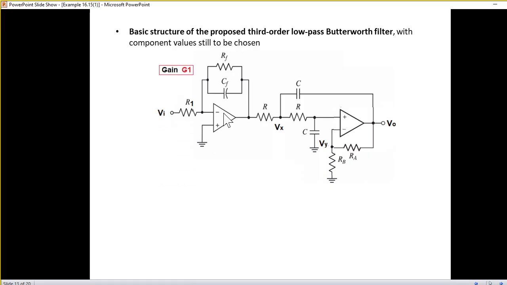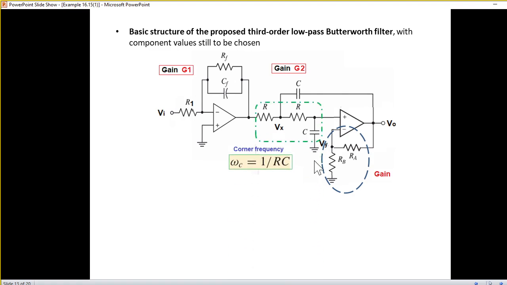Now this gain of the first stage, if we call it G1, and then the gain of the second stage we call G2. The gain of the second stage is controlled by RA and RB. This is a non-inverting amplifier. Also, this resistor and capacitance, they control the frequency, corner frequency or cutoff frequency.